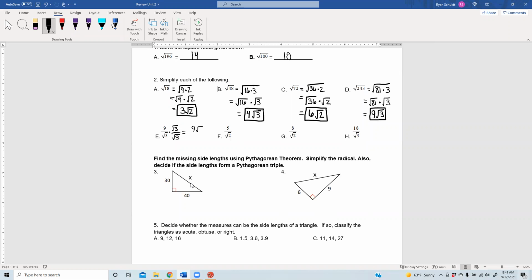On top, it's going to give us 9 square roots of 3. On the bottom, I remove the radical, and I'm just left with a 3. 9 divided by 3, because I remember, you want to always try to reduce. 9 divided by 3 is 3, and then I have that square root of 3.